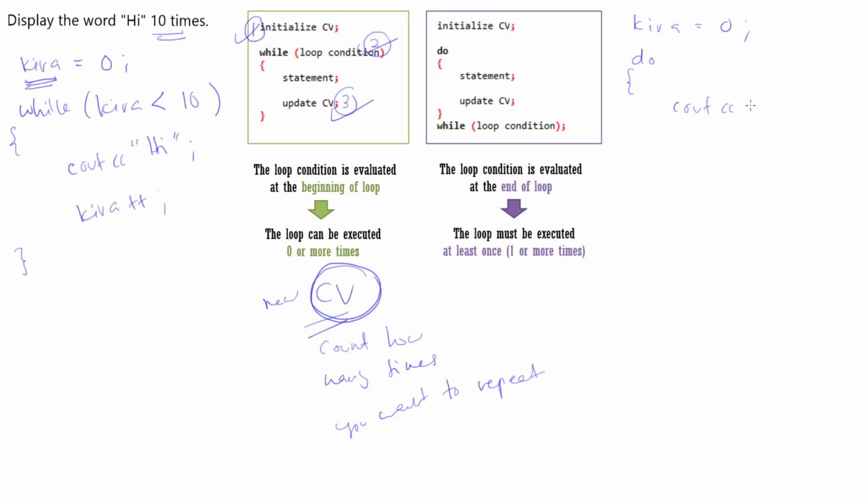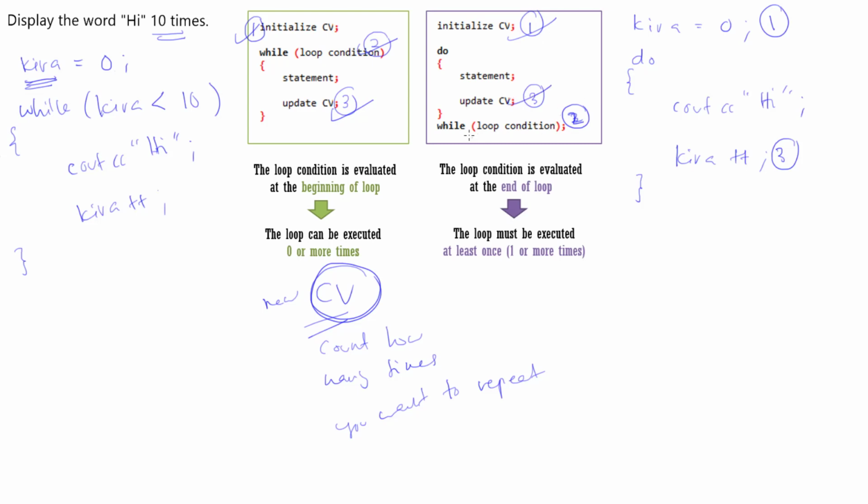So cout hi. Of course this is the thing that we want to repeat. Then what is the update? Since Kira is 0, when we display the word hi, now it has gone to 1. So we write Kira plus plus. Then we close up the curly braces. So this is your initialize, this is your update, and this is your condition.